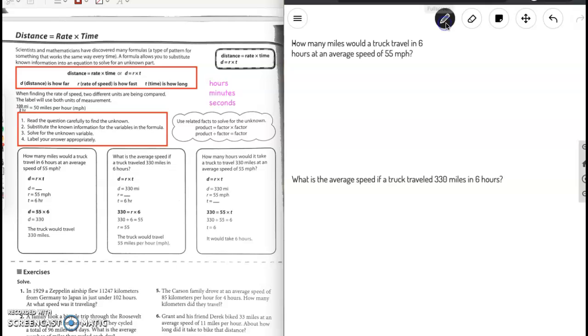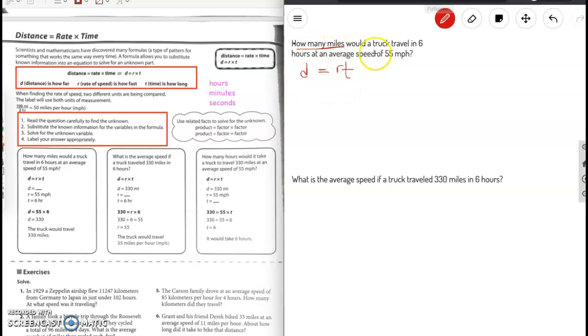Okay, let's unpack this a little bit. First step, well, we read it. Let's find the unknown. What is the unknown? Well, why don't we write down the formula first? The formula is D equals R times T. I'm just going to write RT here, but that's the same thing, okay? It still means R times T. Okay, do we know the distance? No, because the question is asking for the distance.